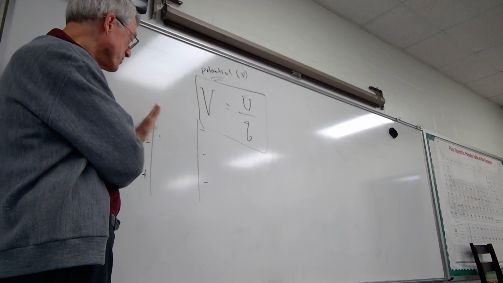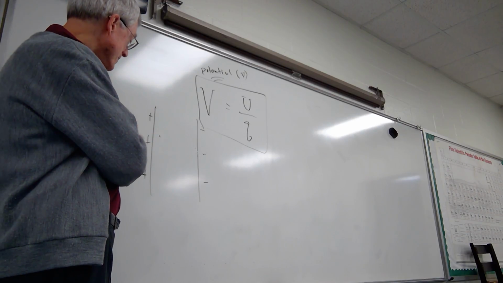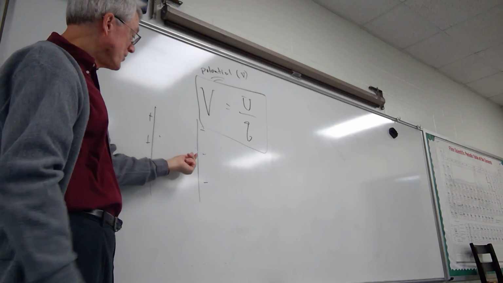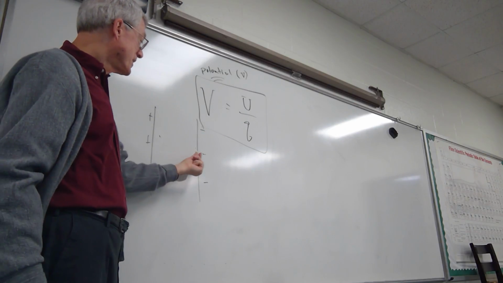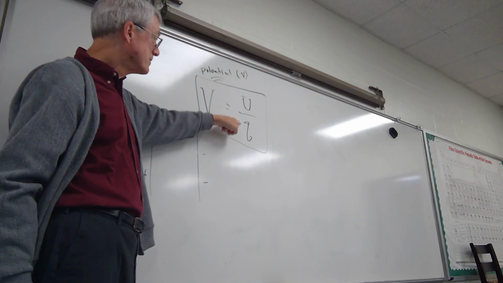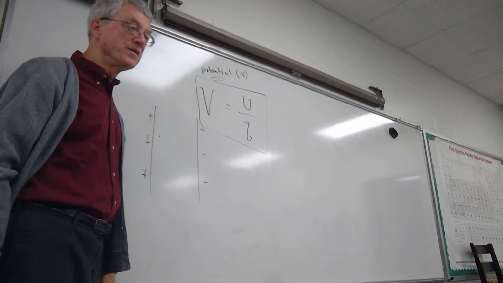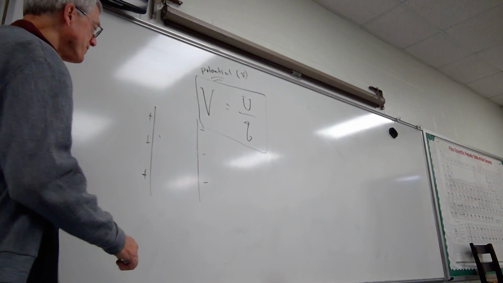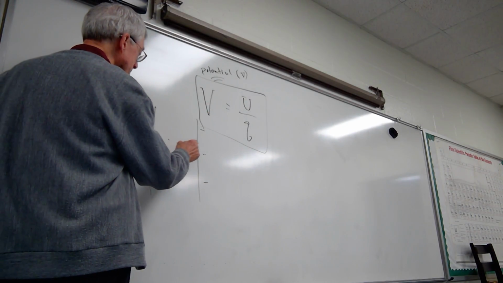And how much the field pushes against it. So these plates are not changing, so if it has more Q, it would take more force, and that would be more U. So you'd still divide and get the same V. Now, the V is not the same at these different points here.